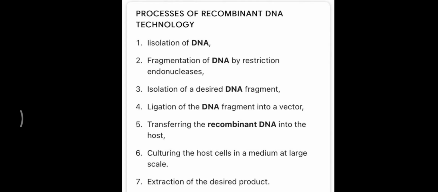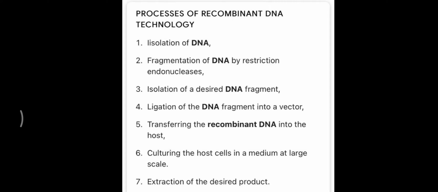In our last class, we completed the tools that are used in recombinant DNA technology. We discussed the three important tools one by one: the restriction endonuclease, which was called the molecular scissor, then the vectors, and the third important tool was the host cell. In today's class, we are going to discuss in detail the process of recombinant DNA technology.